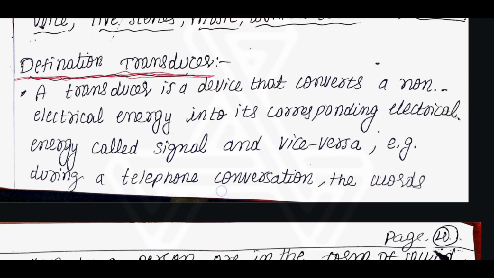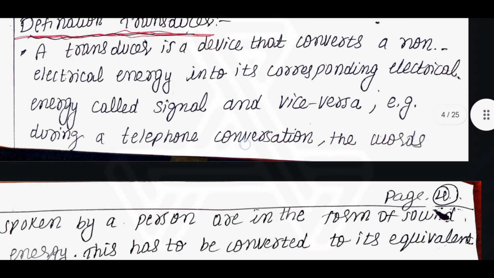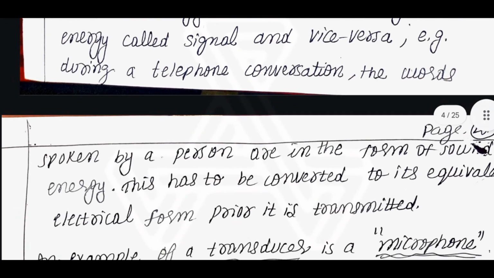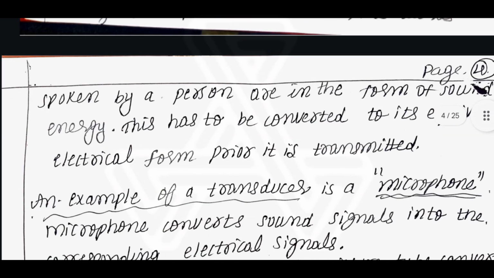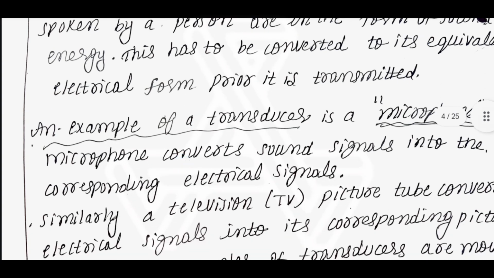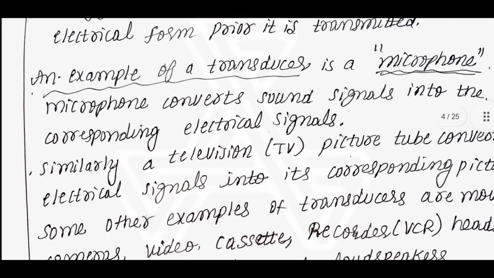Definition: transducer. A transducer is a device that converts a non-electrical energy into its corresponding electrical energy called signal, and vice versa. Example, during a telephone conversation, the words spoken by a person are in the form of sound energy. This has to be converted into the equivalent electrical form prior to being transmitted. An example of a transducer is a microphone. Microphone converts sound signals into the corresponding electrical signals.